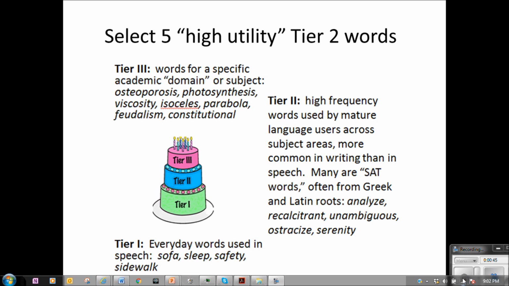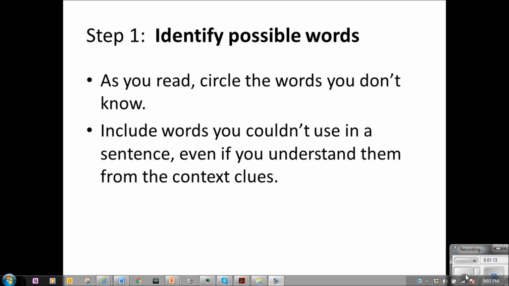In contrast, Tier 3 words are words that are used for a specific academic domain or subject. They tend to be the science words and the math words. While these are good words to know, you'll probably be studying them in your specific subject area classes. So in language arts, we're going to focus on the Tier 2 words that are used across lots of different subjects. The first step is simply identifying possible words.